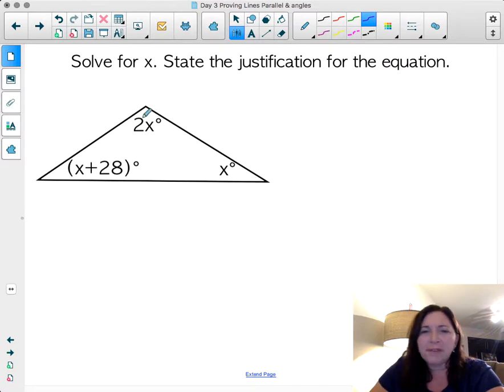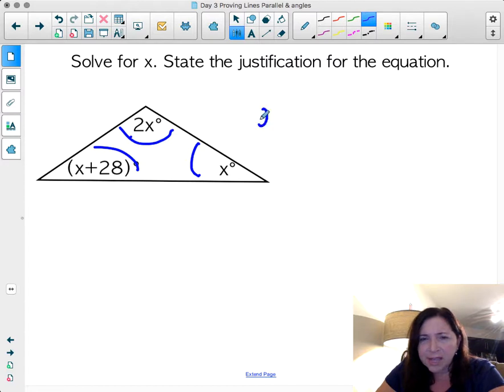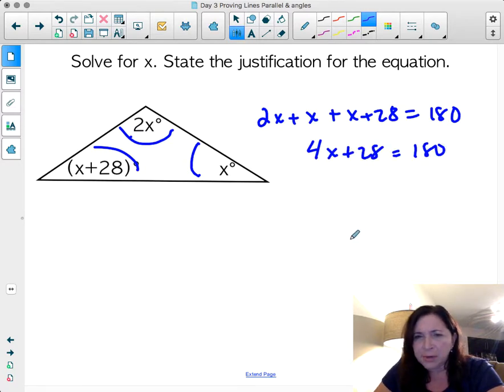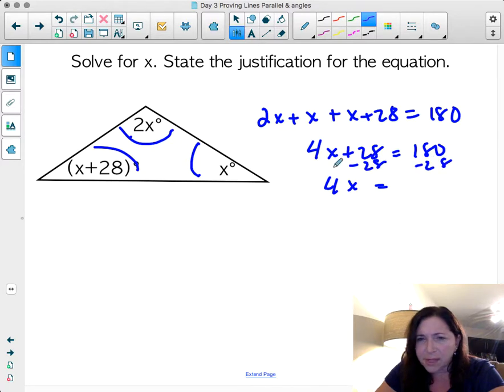Now, what we have here is three angles, and we know we just talked about their sum: this angle plus this angle plus this angle is equal to 180 degrees. So I could say 2x plus x plus 28 adds up to 180 degrees. So 2x plus 2x is 4x, and I've got 4x plus 28 is equal to 180 degrees. So we have 4x is equal to 180 minus 28. We subtract 28 from both sides, and you get 152.